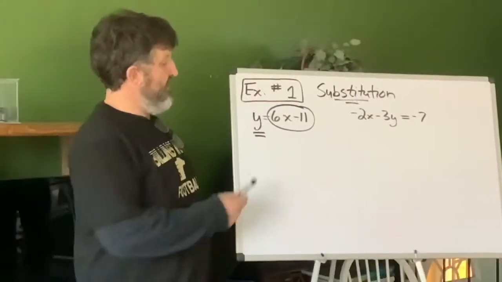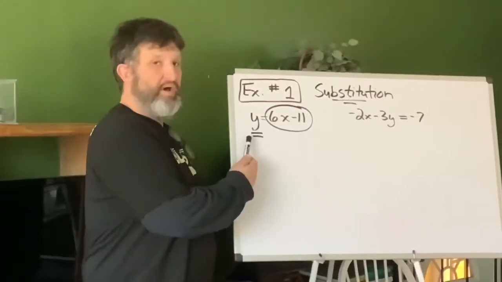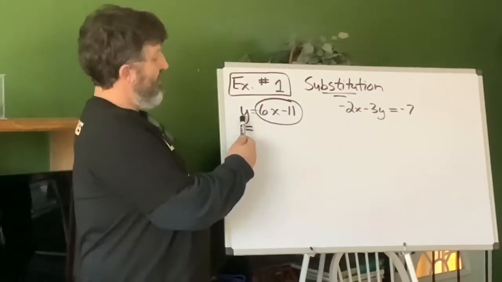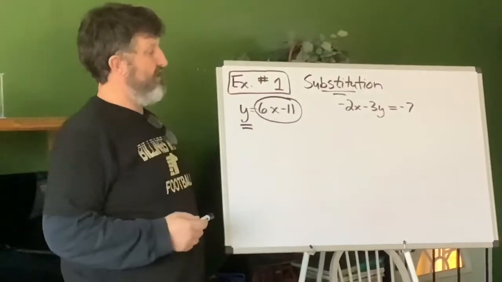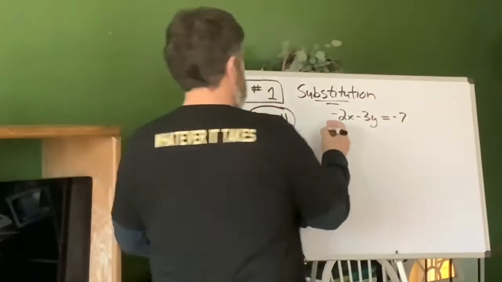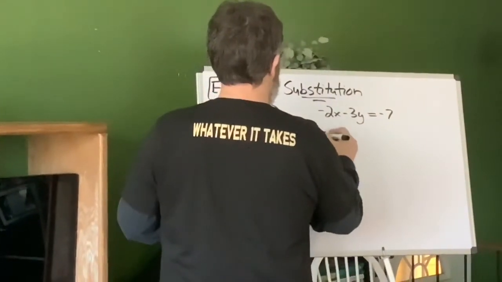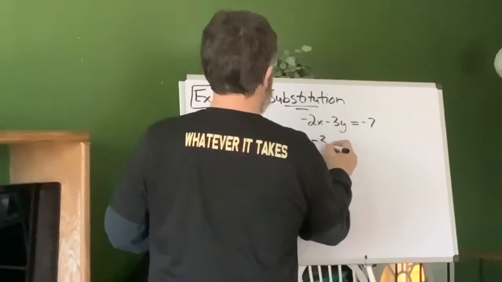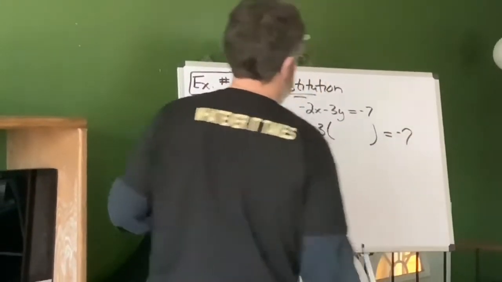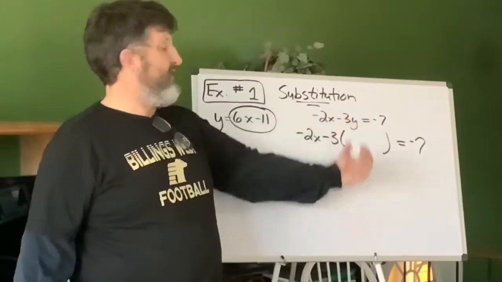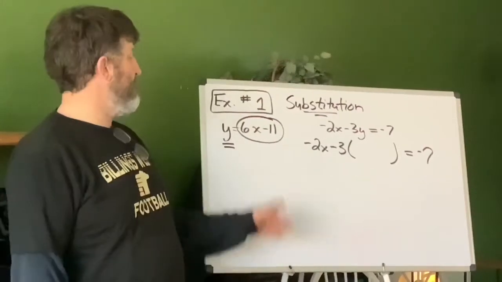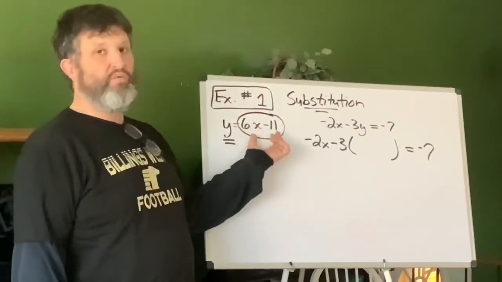So I have my naked variable here, and the thing that's nice about it is it's solved for. Now this isn't going to happen forever, but for right now at the beginning, this is what's going to happen. y equals 6x minus 11. Now check this out. I'm going to come over to this equation, and I'm going to go negative 2x minus 3. Now, I'm taking y out of the game. So the y comes out of the game, and what am I going to substitute in for y? The cool thing is I'm substituting in something that's equal to y.